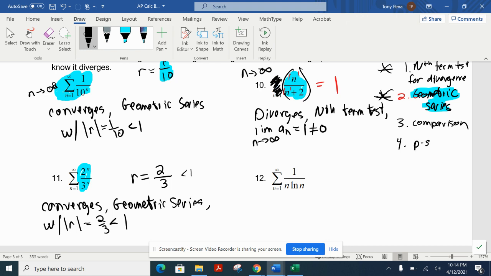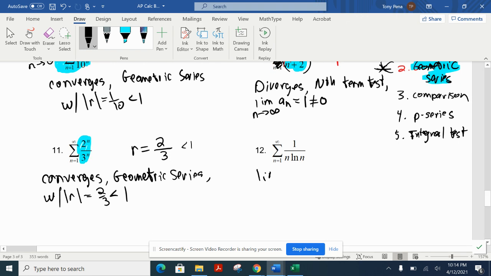If I ask you if it's a p-series, there's no way that's a p-series, because a p-series would have to be like 1 over n to the 4th. We wouldn't want this natural log here. So our only other option is the one that most people try to avoid, because it requires the most amount of work, is the integral test. So turn this into an improper integral from 1 to infinity of 1 over n ln of n.